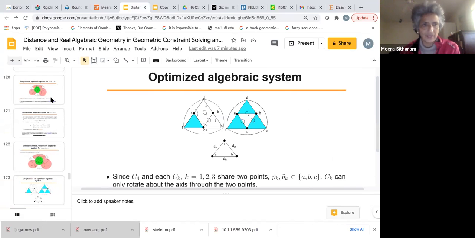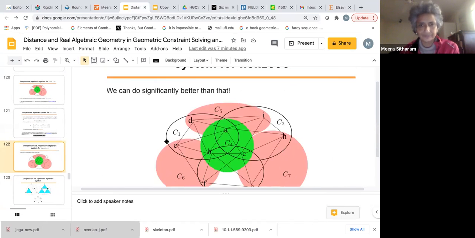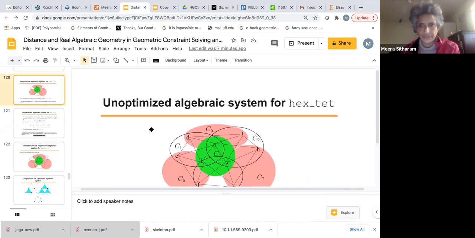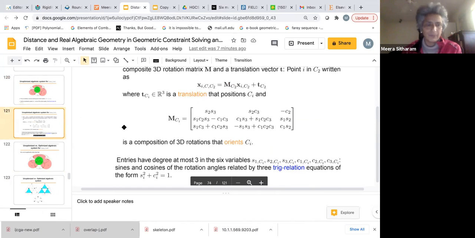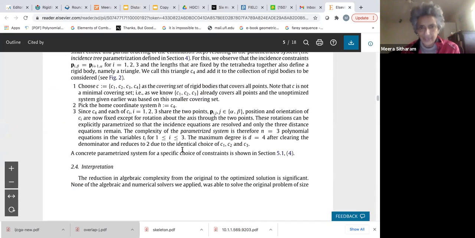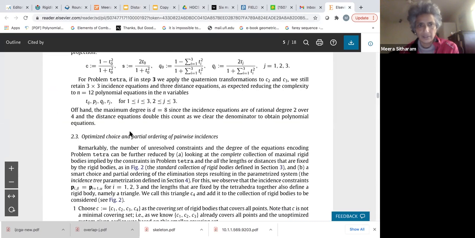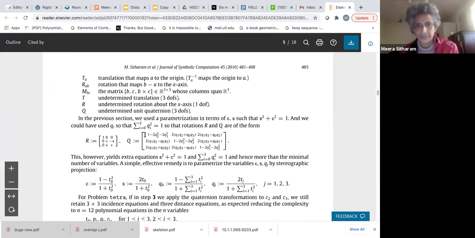When we started out and said, let's pick three of them, C1, C2, C3, this is the unoptimized one. We now pick C1, C2, C3, C4: the middle one and the three around it, and pick the home coordinate system for C4. Since C4 and each of the Ci share 2 points, the position and orientation of Ci are now fixed except for the rotation about the axis through these 2 points. These rotations can be explicitly parameterized by these Rs, the undetermined rotation about the x-axis.